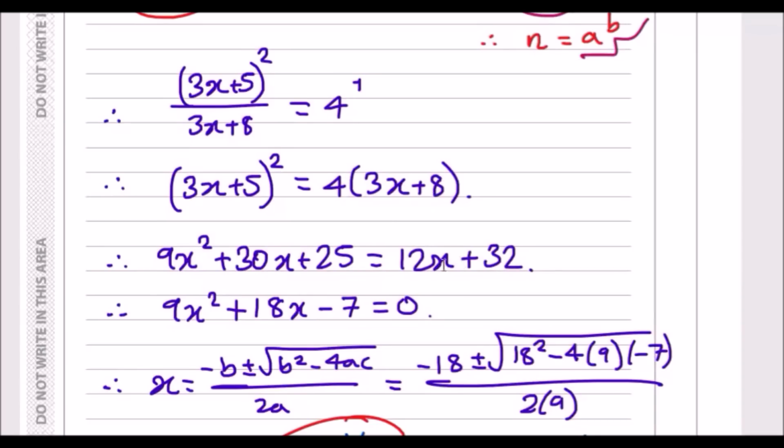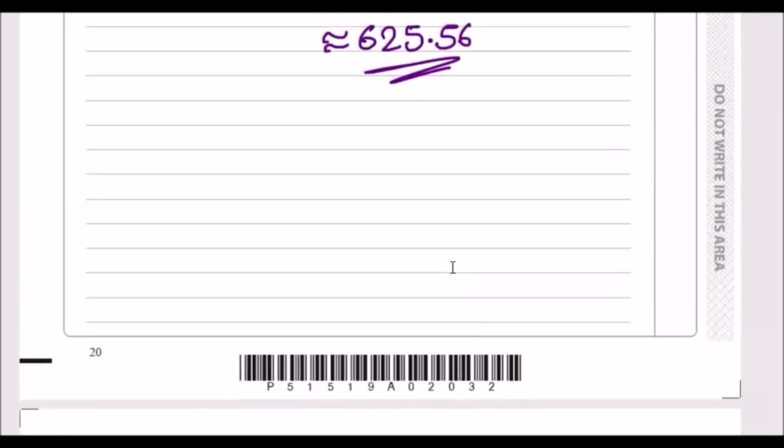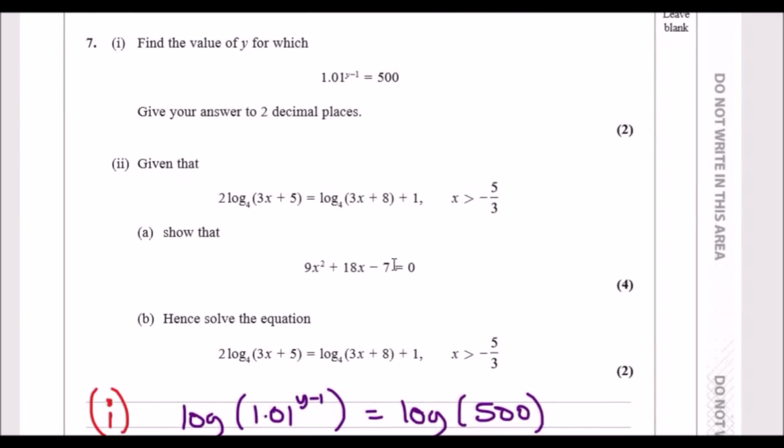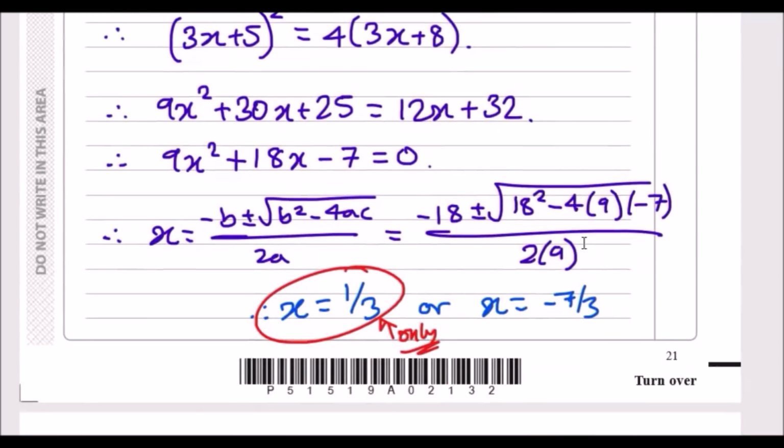Now just subtract 12x and 32 to the left side, and you eventually get what they want, which is 9x squared plus 18x minus 7. And double checking that, yes, you should get that. So quite straightforward. Now finally, you know what to do here. This is a quadratic equation, so let 9 equal a, 18 be b, and c is minus 7. Smash into the standard quadratic formula, and you should get 2 solutions, a third or minus 7 thirds.